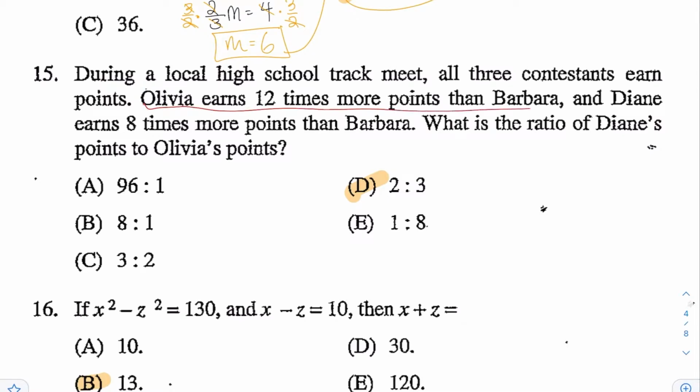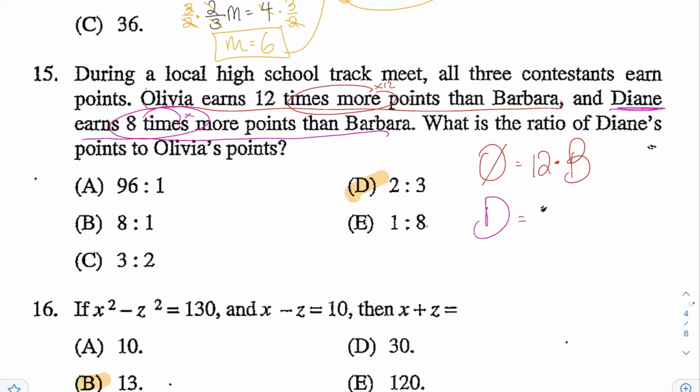Olivia earns 12 more than Barbara. 12 times more means times 12. So O is equal to 12 times B. And then Diane earns 8 times more than Barbara. So again, 8 times means multiply. So Diane, which is D, is equal to 8 times B.